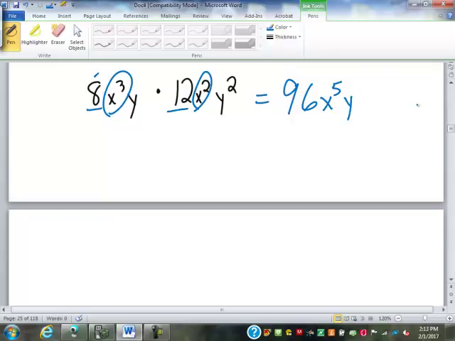I thought I heard 6. Sorry. Y to the third. Very good. Think of that as y to the 1, so 1 plus 2 is 3.